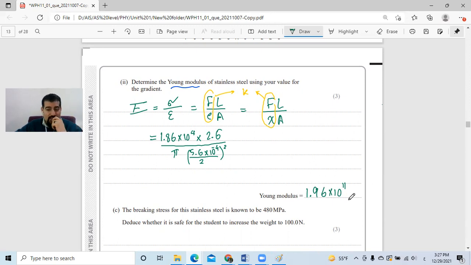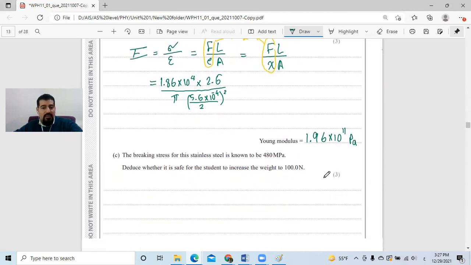Not Pascal dot second. Pascal dot second is the coefficient of viscosity. Oh, yes, it is Pascal. Thank you. Okay.